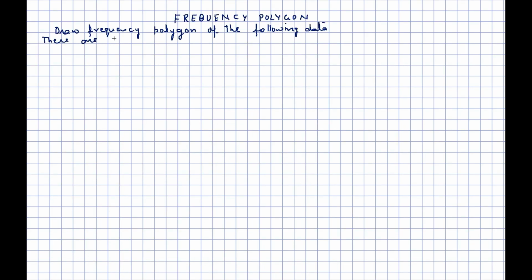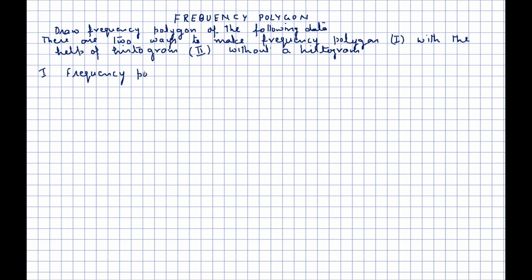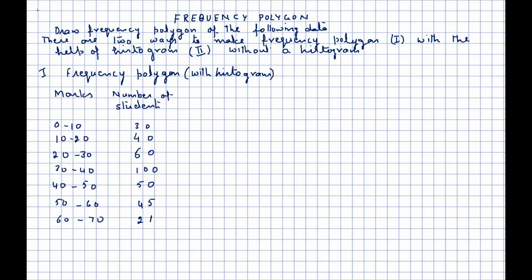There are two ways to make a frequency polygon. First is with the help of a histogram, and second is without a histogram. Now we will make a frequency polygon first with the help of a histogram. The below table shows the frequency of marks for different students.